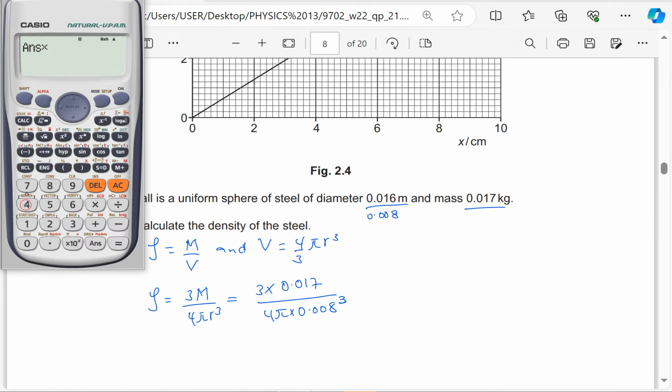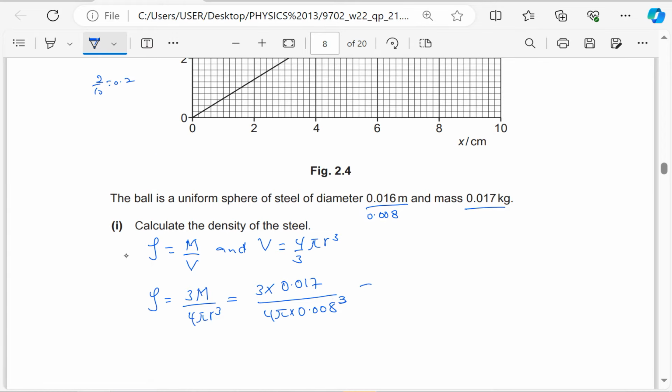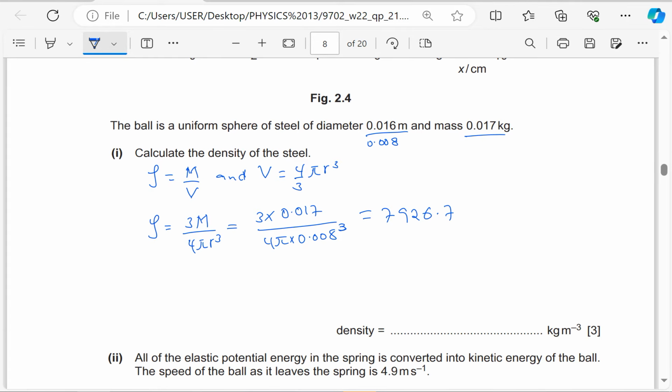So that is times 4 pi. Sorry, 3 times 0.017 divided by 4 pi divided by 0.008 to the power 3. Okay, I think this is correct: 7926.7. Of course, this can round off to 7900.